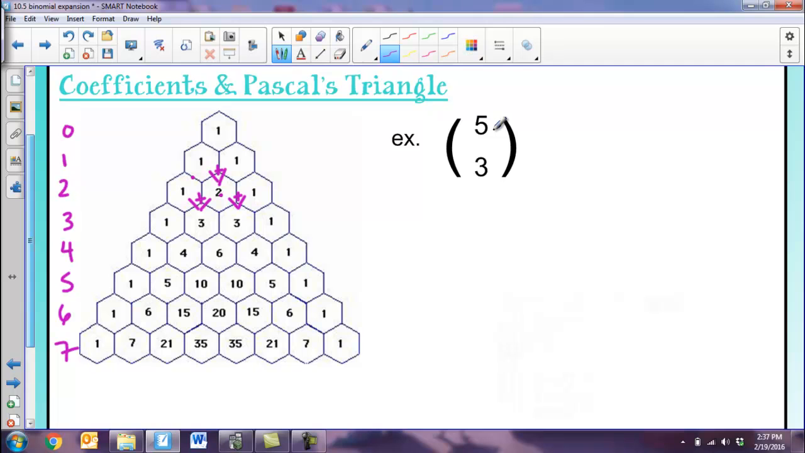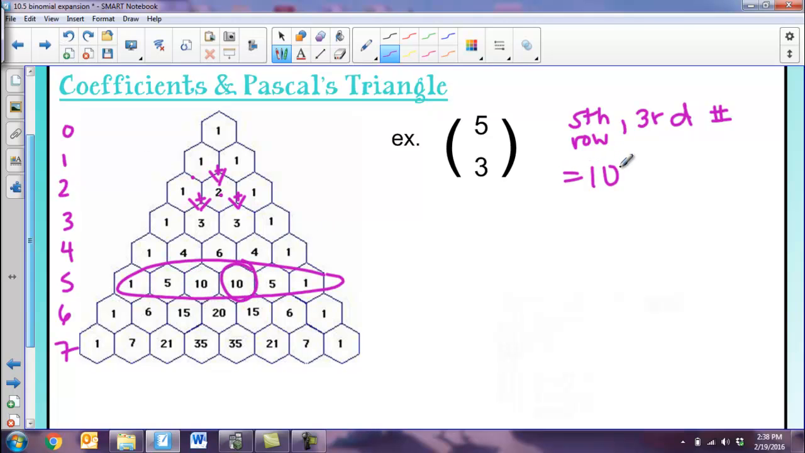And if I wanted to find 5 choose 3, I would go to the 5th row, ignoring the ones. So this would be my 5th row. And then I pick the 3rd term. I guess I should write row. So the 3rd number. And again, we're ignoring ones here. And so this number right here would just be 10. And if we had done it with the formula, we would have found it the same way.